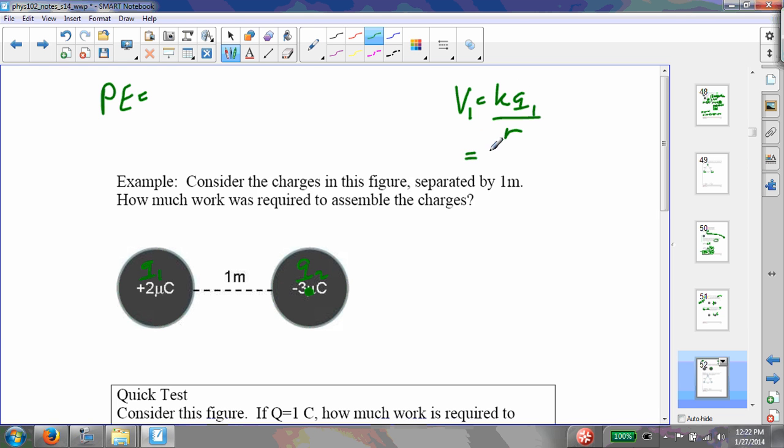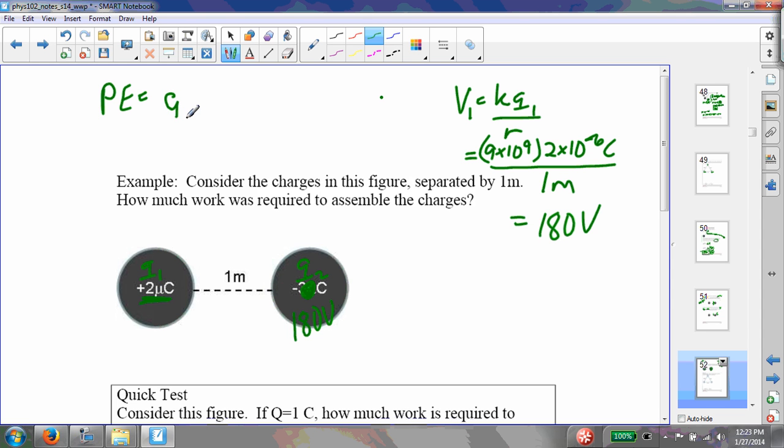All right, and I'll go ahead and calculate this. 9 times 10 to the 9, Q1 is 2 times 10 to the minus 6 coulombs, divided by 1 meter. So let's see, that is 18 times 10 to the third. So that voltage is equal to 180 volts, that potential. So the point here is 180 volts due to this charge.